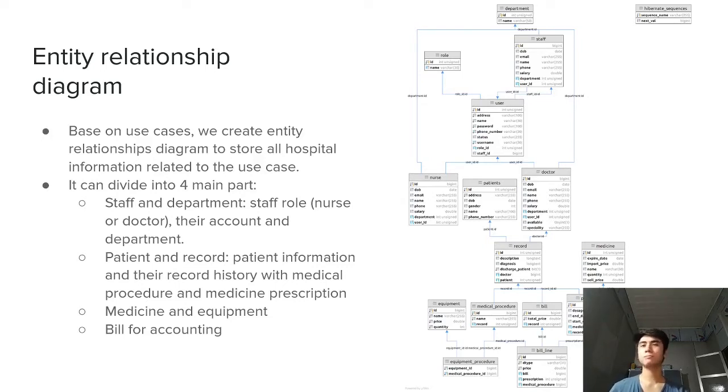The second will be the patient and the record. The patient will store patient information and the record history, written medical procedure, and medical prescription. And the third will be medicine and equipment. And the fourth will be the billing and accounting.